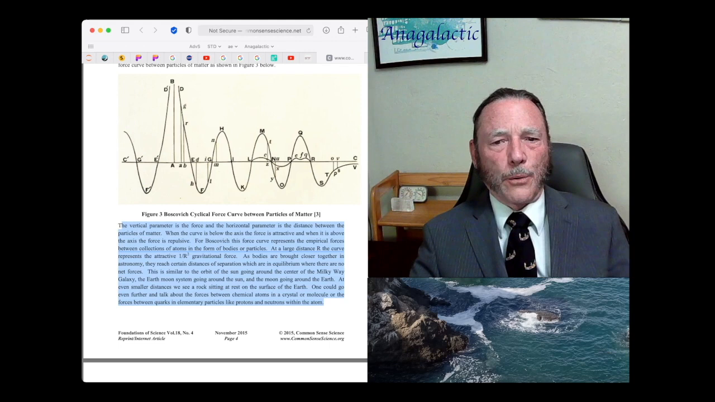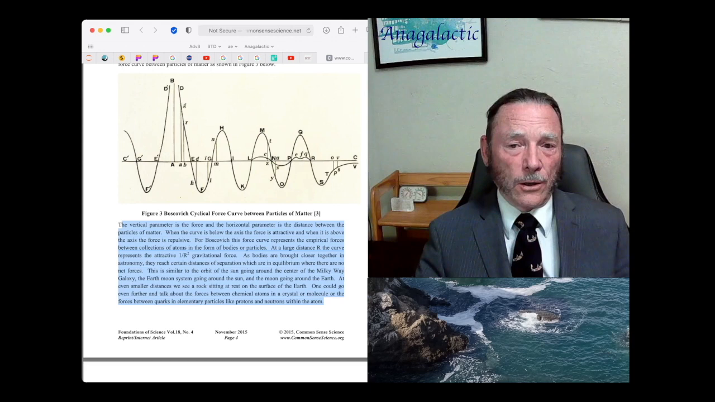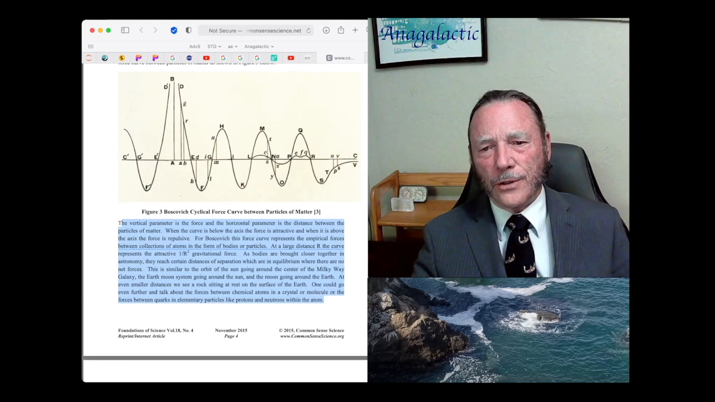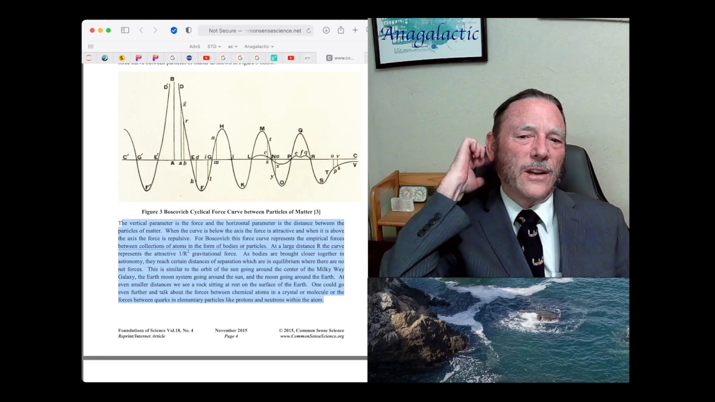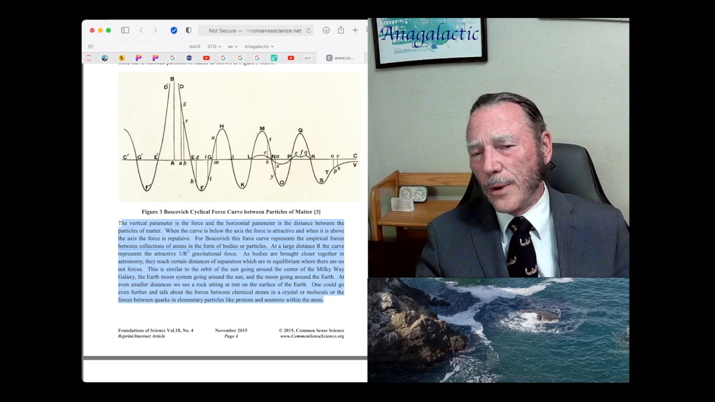This graph represents the relationship between two particles. And you notice that there is this curve. What does that mean? It means that when the curve is above the median line, the horizontal line, there is either an attractive force or a repelling force, and it depends on which two particles.